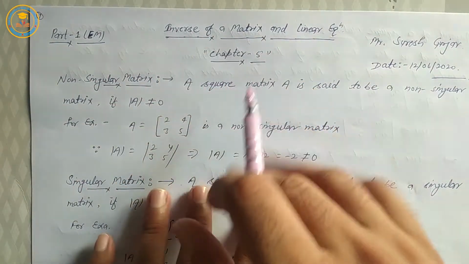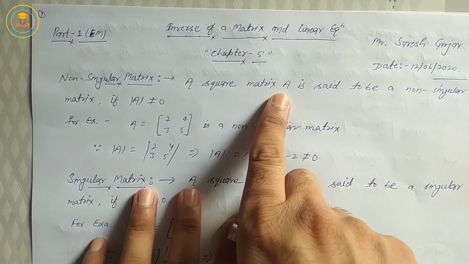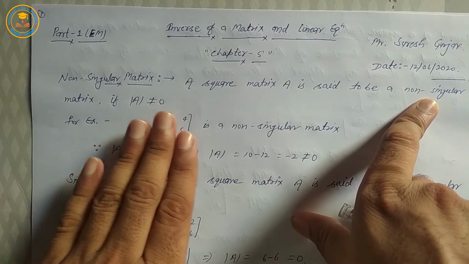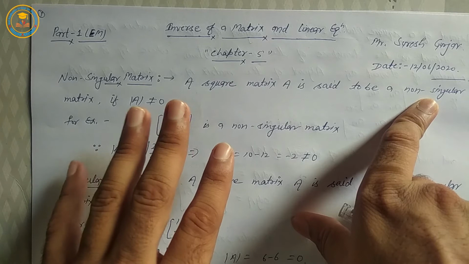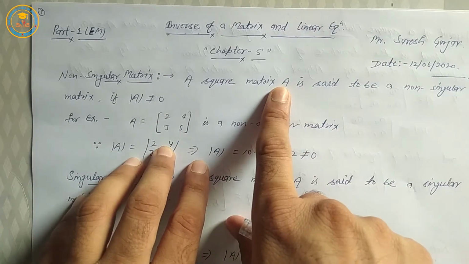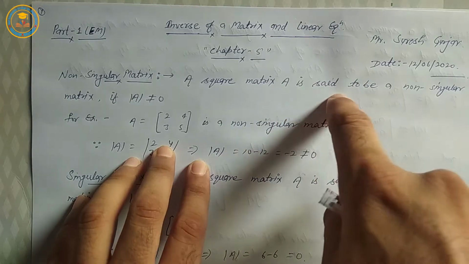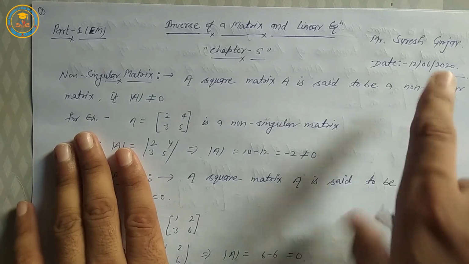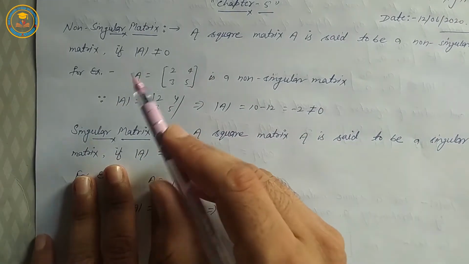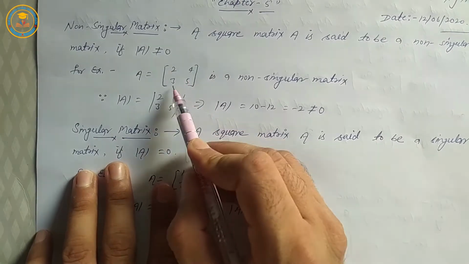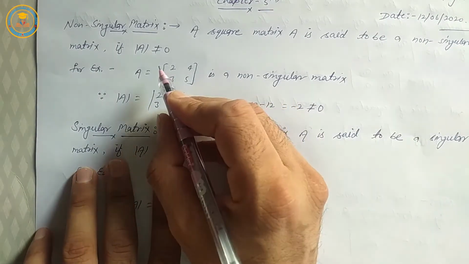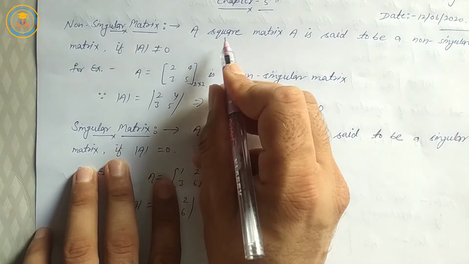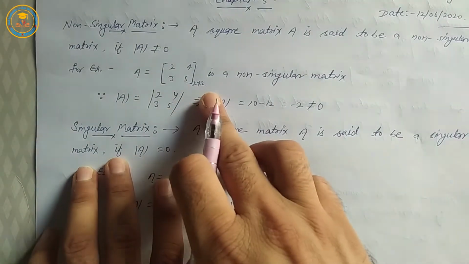Definition of non-singular matrix. A square matrix A is said to be a non-singular matrix if determinant A is not equal to 0. For example, square matrix A is equal to [2, 4; 3, 5]. Order of matrix A is 2 by 2. 2 by 2 means square matrix, row is equal to column.